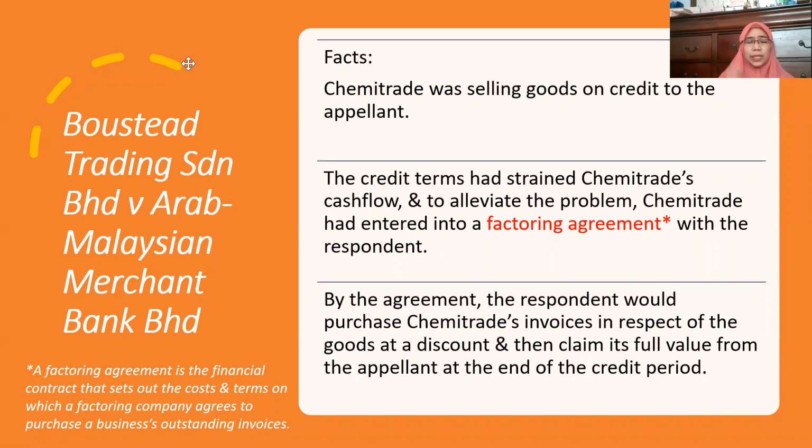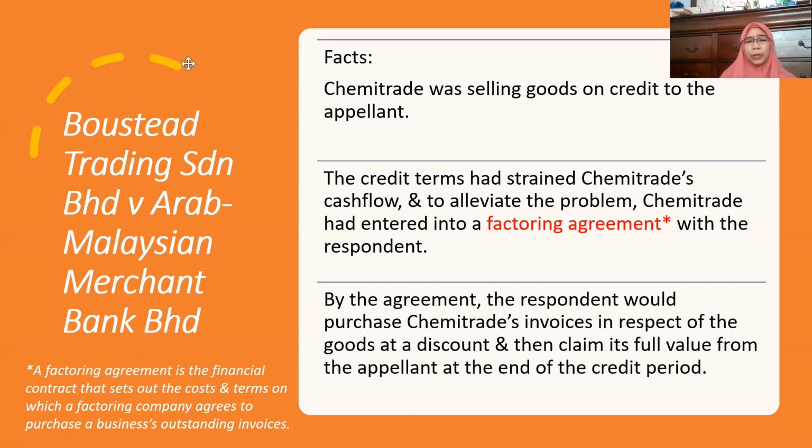Let's go to the facts here. Chemitrade, the company, was selling goods on credit to the appellant. I mean that here, Chemitrade is the creditor, the appellant is the debtor. The credit terms had strained Chemitrade's cash flow, because they need money, but they sold the goods on credit, not on cash terms. To overcome the problem, Chemitrade entered into a factoring agreement with the respondent.